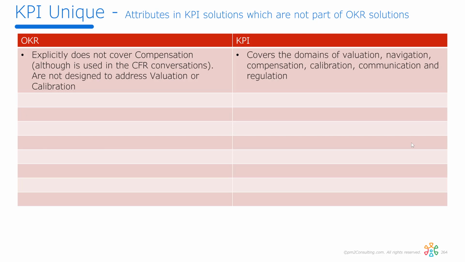KPIs cover the domains of valuation. They help us value the business. Navigation, they help us navigate the business, as do OKRs. KPIs help us with compensation. They're specifically included as SMART measures in the compensation model. They support us in calibration or benchmarking, as I benchmark myself against other organizations. They support me in communications when I have an all-hands meeting or I'm talking to stockbrokers or shareholders. And then finally, regulation. KPIs support the regulatory requirements we need. So again, KPIs support valuation, navigation, compensation, calibration, communication, and regulation.